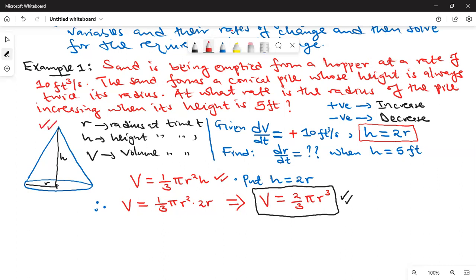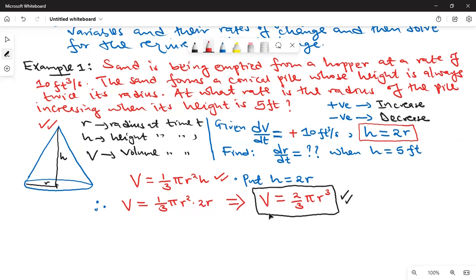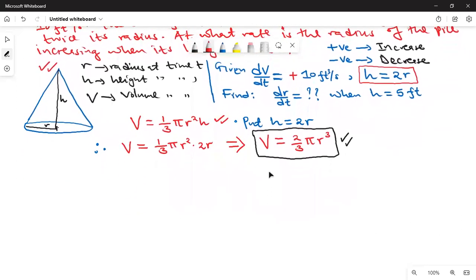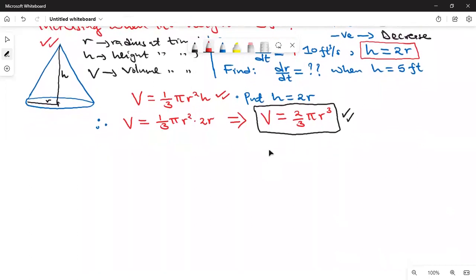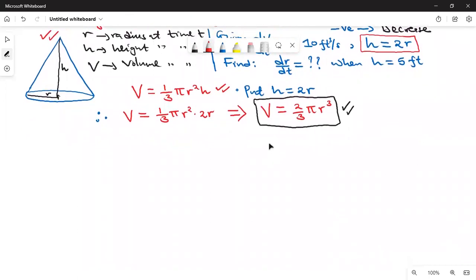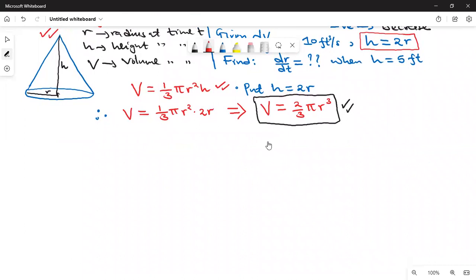We go to step 3, where we need to apply the chain rule of differentiation to get the rates of change of each of those variables in the equation. So we are going to differentiate this equation, V equals 2 over 3 pi r cubed. Remember, V depends on time t, and r also depends on time t. So how do we differentiate?